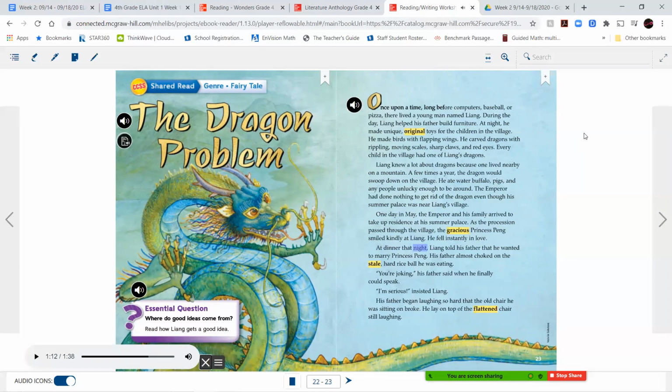At dinner that night, Liang told his father that he wanted to marry Princess Peng. His father almost choked on the stale, hard rice ball he was eating. "You're joking," his father said when he finally could speak. "I'm serious," insisted Liang. His father began laughing so hard that the old chair he was sitting on broke. He lay on top of the flattened chair, still laughing.